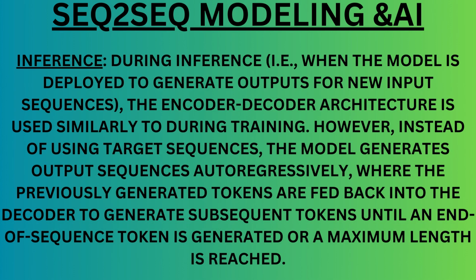Inference. During inference, that is when the model is deployed to generate outputs for new input sequences, the encoder-decoder architecture is used similarly to during training. However, instead of using target sequences, the model generates output sequences autoregressively, where the previously generated tokens are fed back into the decoder to generate subsequent tokens until an end of sequence token is generated or a maximum length is reached.